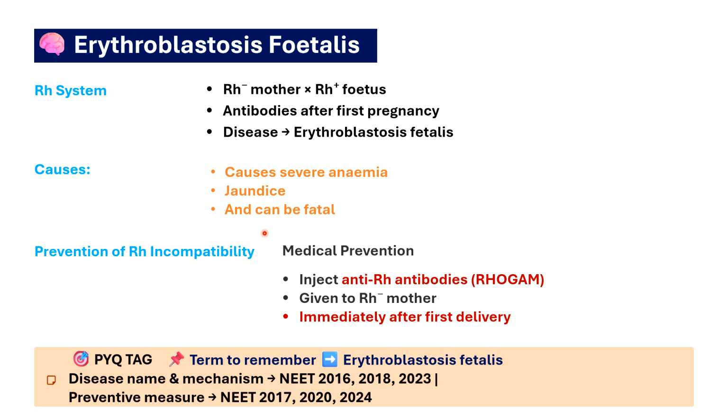Now, are there any preventive measures? It has come in NEET 2017, 20 and 24. So, medical prevention is there. Immediately after the first delivery, the RH negative mother has to be injected with anti-RH antibodies, which is called Rhogam. What do these antibodies do? Whatever RBC from the fetus has come, which the body understands as foreign, these RH antibodies will destroy it so that subsequent pregnancies are safe. I hope you are clear with this part now.